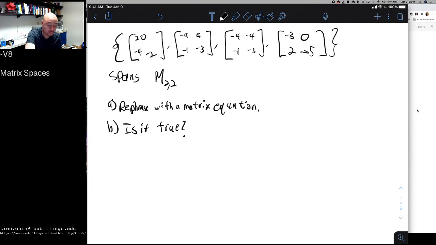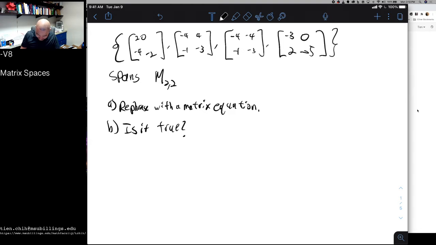All right, so we have another claim, this time with matrices instead of polynomials or vectors, and the claim is that these four matrices that we see written here, 2, 0, minus 4, minus 2, etc., span M22. And what that means is that, again, if we think of matrices as being vectors in this space, I can combine these four matrices together somehow to get every single other matrix in M22.